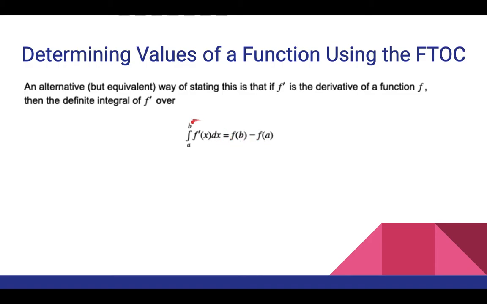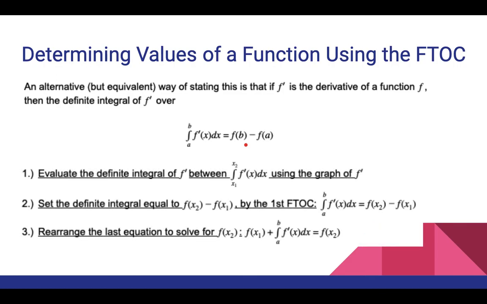Again, the idea right here is that the definite integral from a to b of a function is equal to the change in the antiderivative over that interval a to b. So if we have a derivative of f as our integrand, then the antiderivative will just be f itself.